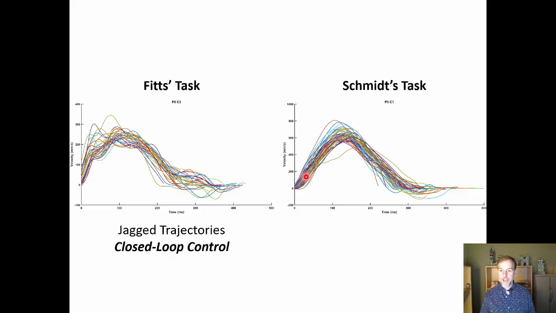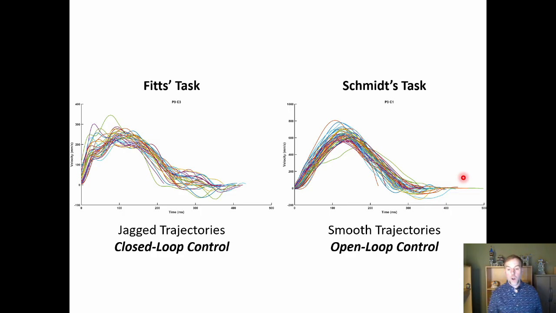Now for Schmidt's task, from our data and what Carlton reported, the trajectories were fairly smooth, and Carlton concluded that these smooth trajectories must be caused by open loop control, or the lack of any online corrections. You prepare your movement at the start. So if you're the participant, you say, okay, I'm going to move there in 400 milliseconds, and you do your movement, and even if you realize, oh, I'm going to miss, too far, too short, you don't do online corrections.